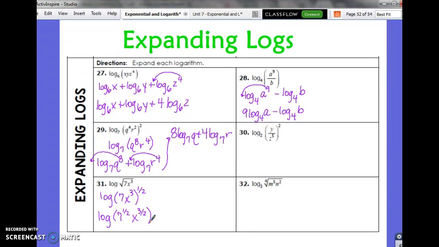And then because you have log of a product, you're going to separate those using addition. So you'll have log of 7 to the 1/2 power plus log of x to the 3/2 power, and then you will need to bring those powers around to the front, which will give you 1/2 log of 7 plus 3/2 log of x.